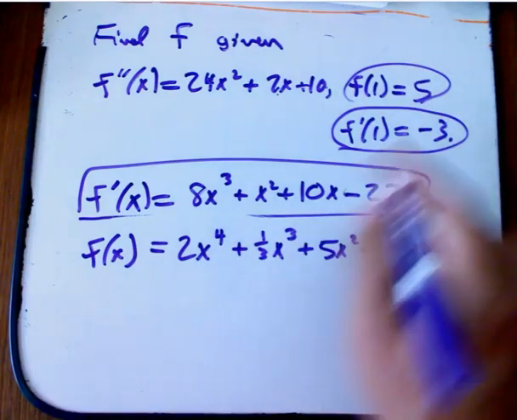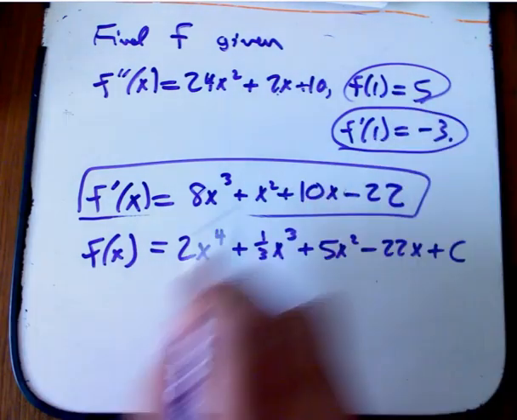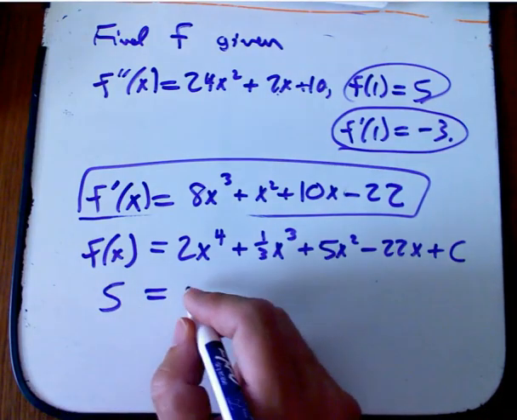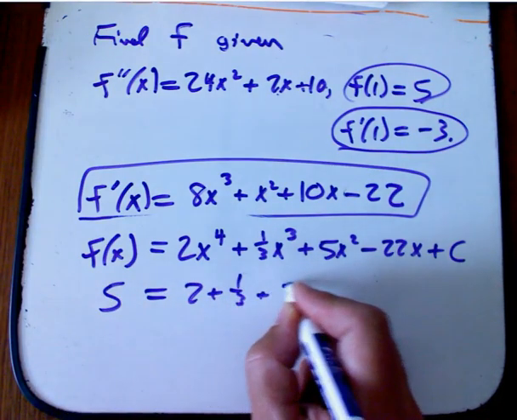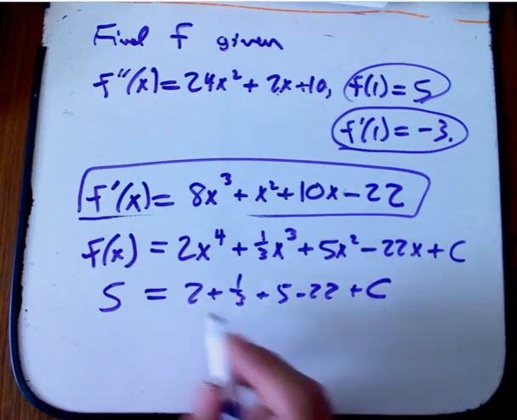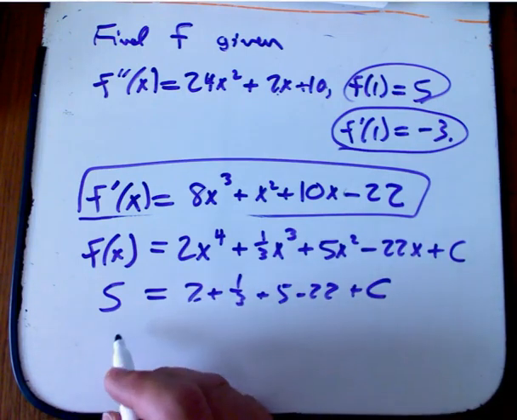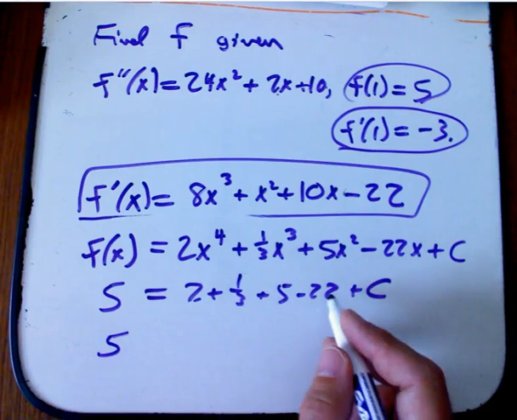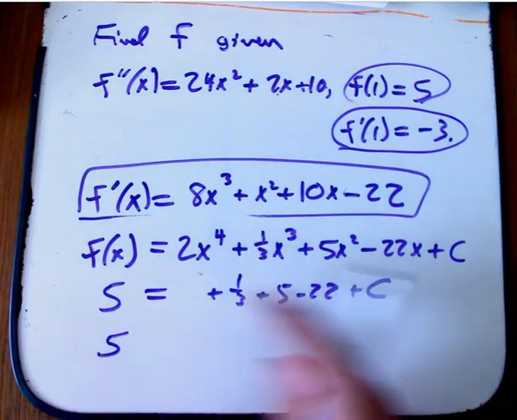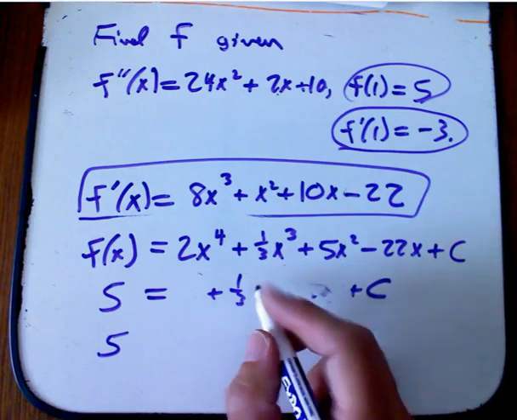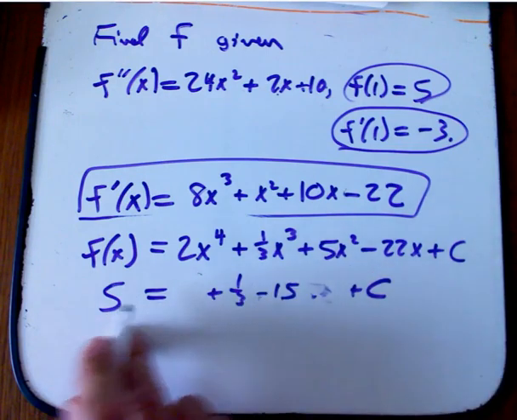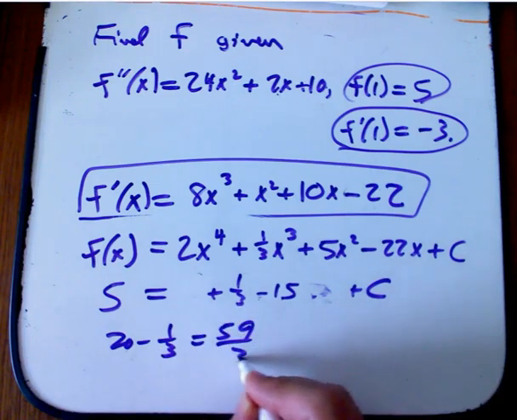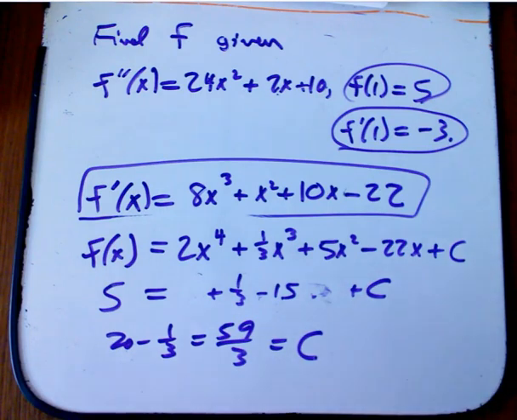Okay, so this is where we'd have to stop if we didn't have this information, but we do. And so when I plug in x equals 5 over here, it should get the same thing as when we plug in x equals 1 over here, and we get 5 as the output. And so that's 2 plus a third plus 5 minus 22 plus c. And so let's see. That's going to be minus 20. Oh, that's minus 15. Okay, so then move it over. It's going to be 20 minus 1/3. Okay, or 59 thirds is equal to c. So not pretty, but not incredibly awful.